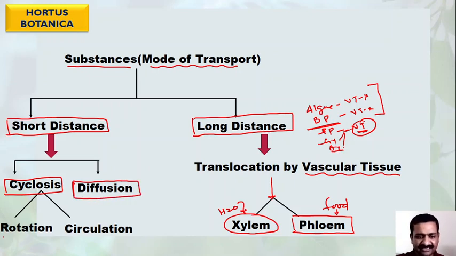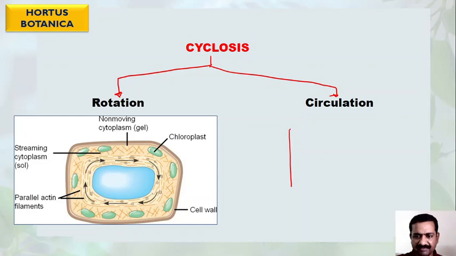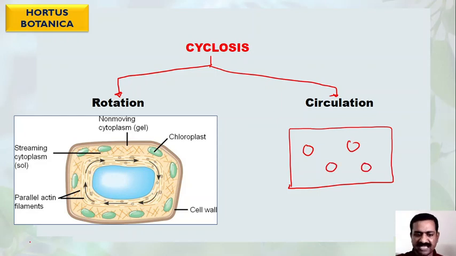In cyclosis, we can understand two processes. One is rotation and another one is circulation. Suppose you have a cell, and in the cell you have several vacuoles, and the cytoplasmic movement is occurring all around the different vacuoles. This is called circulation.